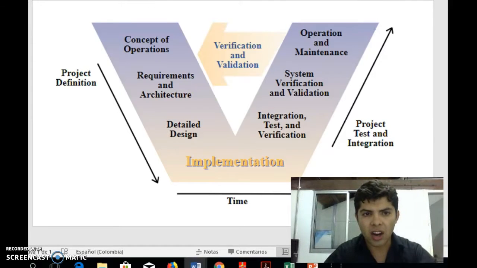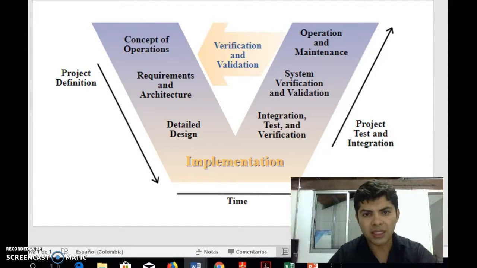The left side of the V represents the composition of the needs and the creation of the system requirements. The right side of the V represents the integration of the parts and their verification. V means verification and validation. It is very similar to the classic waterfall model, that is very rigid, and it contains a lot of iteration.